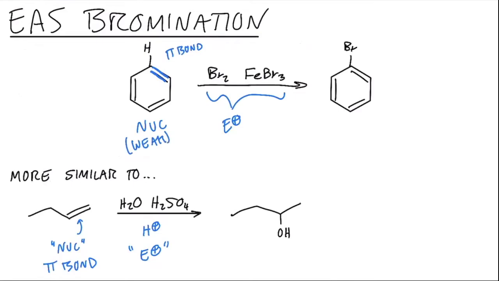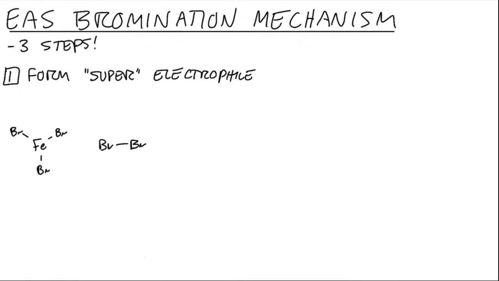And if it's a weak nucleophile, then that means we need to give it some serious motivation to act in its capacity as a nucleophile. So that's why we want to make a super duper good electrophile. That way it'll be so reactive that benzene will have no choice but to reach out and act as a nucleophile. So we're going to form a super electrophile. In this step, it's going to be with bromine and FeBr3.